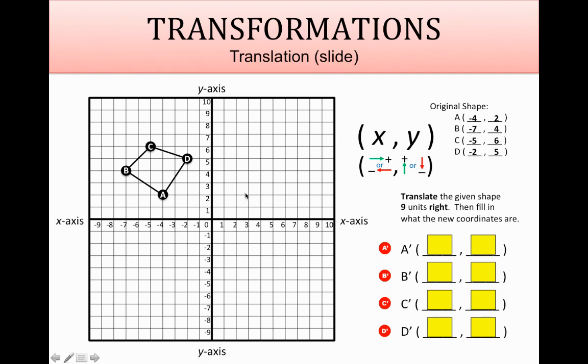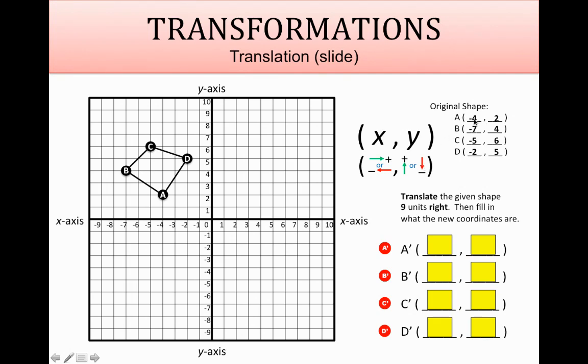So take a look at this one. Translation means it's going to be sliding either up, down, left, or right. This is the original shape that we're going to give you guys, A, B, C, and D. There's only 4 points to it. Here's the original shape's coordinates. If you need a little refresher, coordinates are X and Y. The first number, if it's positive, means you're going to go to the right. If it's negative, it means you're going to go to the left. And if the second number is positive, that means you're going to go up. If the second number is negative, it means you're going to go down.